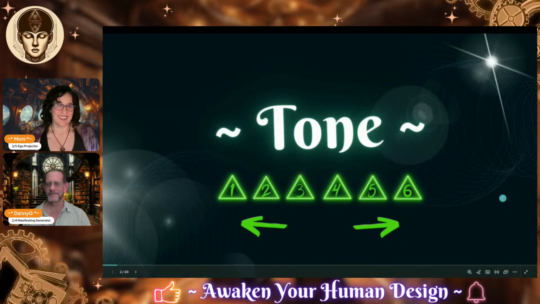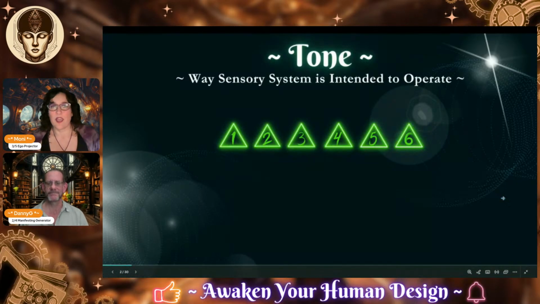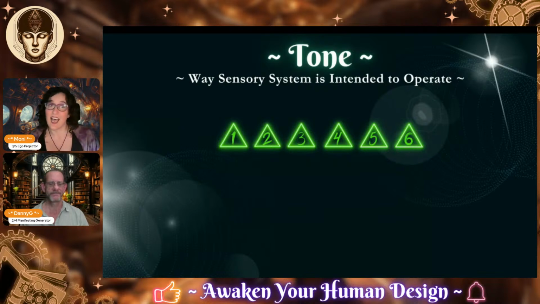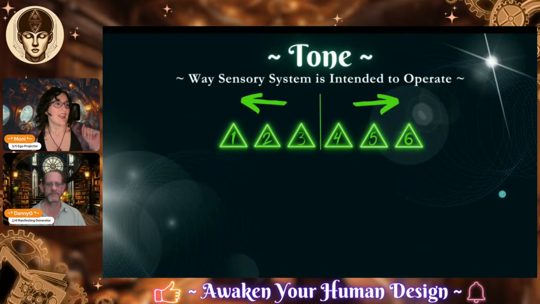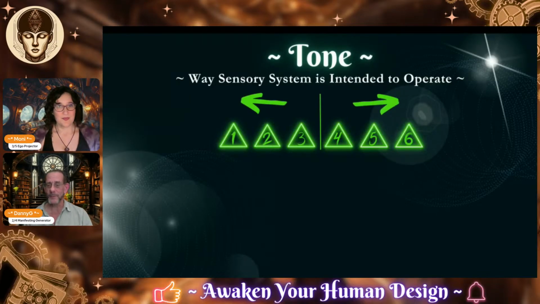So tone is the way our sensory system is intended to operate. Some charts will differ, but it's often depicted in this green triangle. What's interesting about tone is that the left three tones, 1, 2, 3, indicate, when you see the variable arrows on your chart, what is determining the left or the right. So the 1, 2, 3 tones are left arrow, and the 4, 5, 6 are right arrow. Yep, and there's 6 available for all parties.